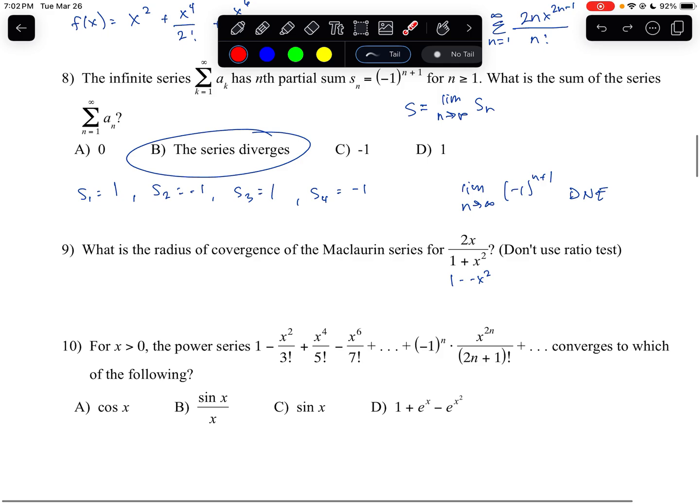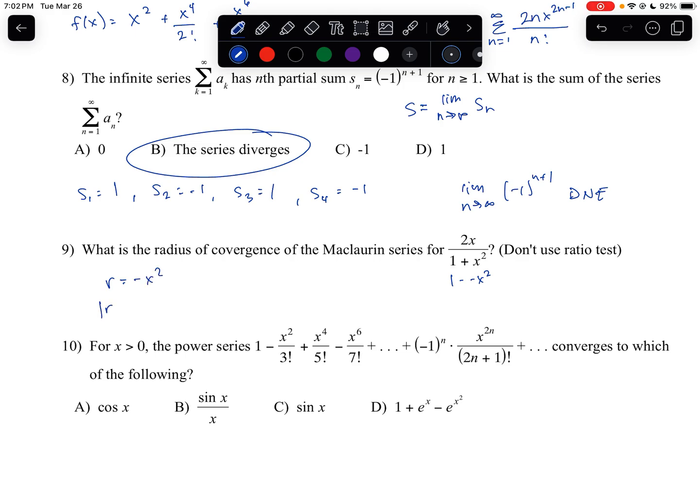Okay, and so if my ratio is equal to negative x squared, remember, the absolute value of a ratio when it's less than 1, that's the interval, and this is the radius right here. So the absolute value of negative x squared has to be less than 1. X squared has to be less than 1. So what's my radius? My radius is 1. There you go.